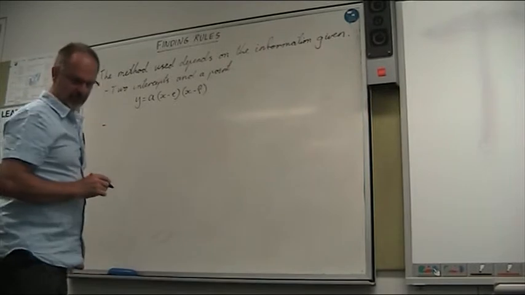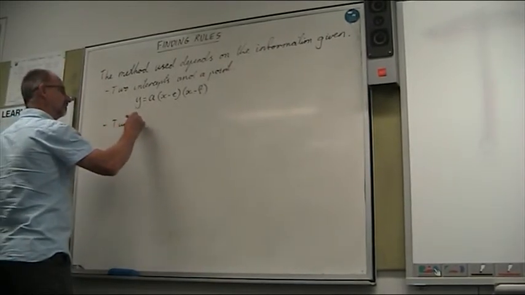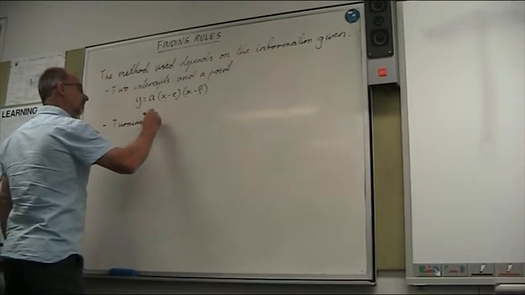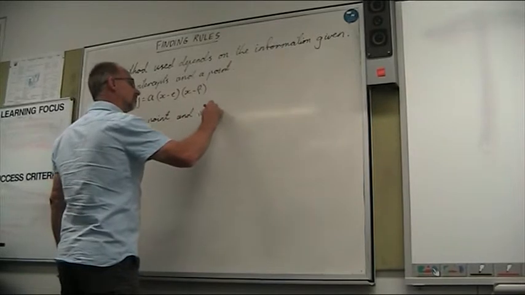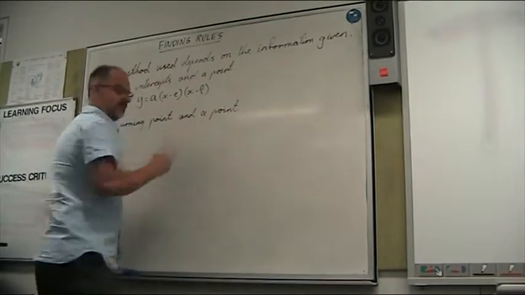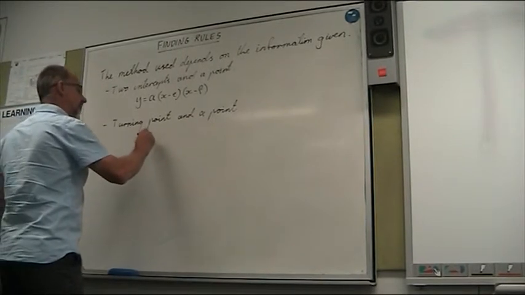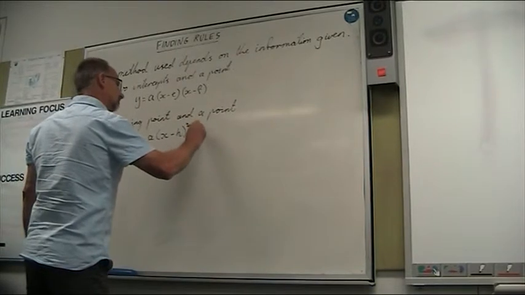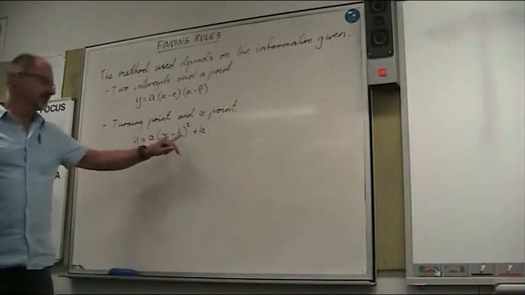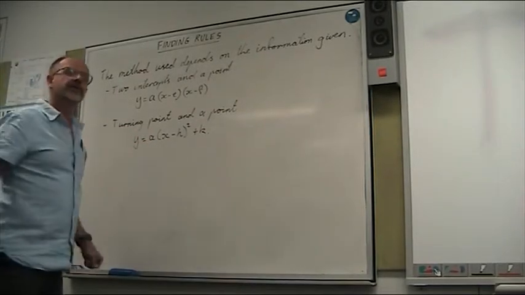If we're given the turning point and another point, then that directs us to the turning point form. Where the turning point's the H and the K, and then we use the other point to find the dilation.